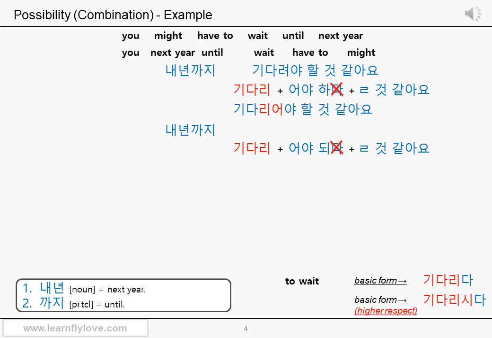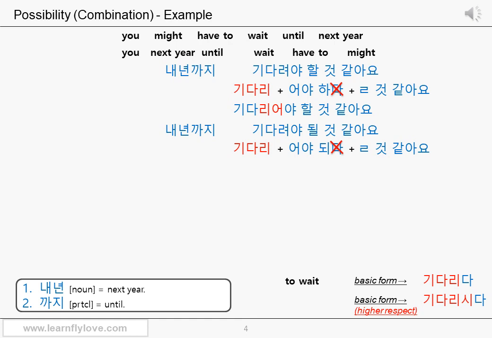기다리어야 될 것 같아요. But again, you need to combine 리 and 어 sound together and make 려 sound. 기다려야 될 것 같아요. Next year until. 내년까지. Wait, have to, might. 기다려야 될 것 같아요. 내년까지 기다려야 될 것 같아요.